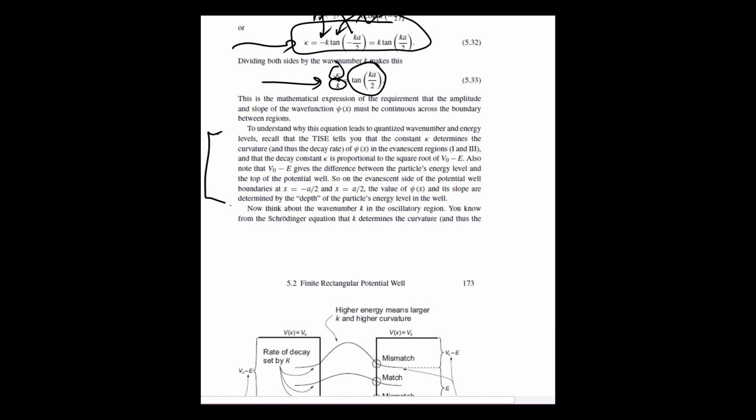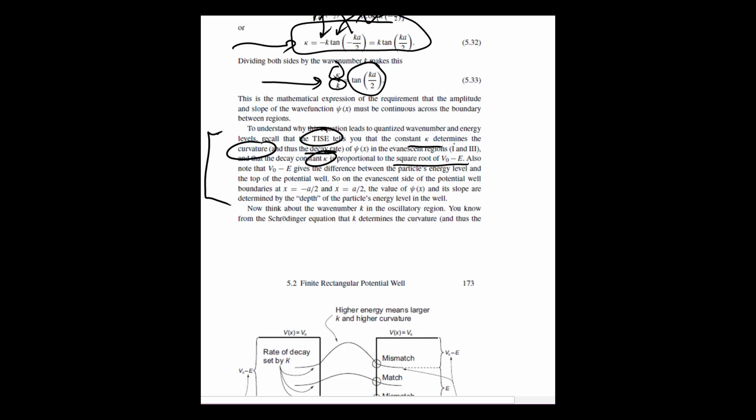We'll talk about solving that in a minute, but before getting to that, take a look at this paragraph. It asks you to step back and remember what the time-independent Schrödinger equation tells you. It says the constant kappa determines the curvature, that is the decay rate, of psi of x in the regions 1 and 3 outside the well. But we also know that kappa is proportional to the square root of V0 minus E.